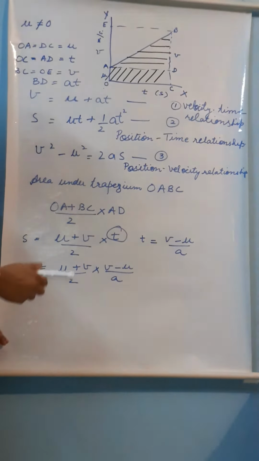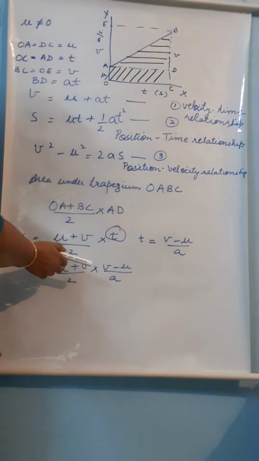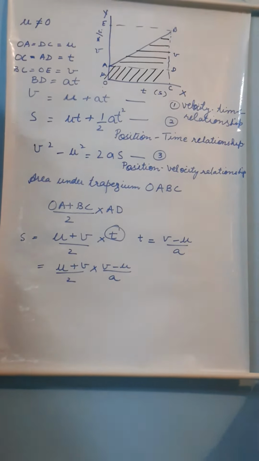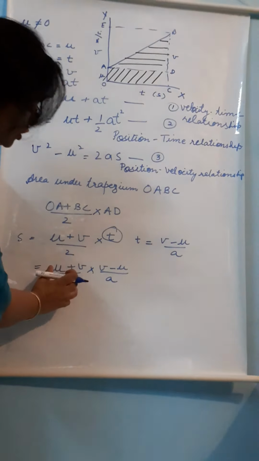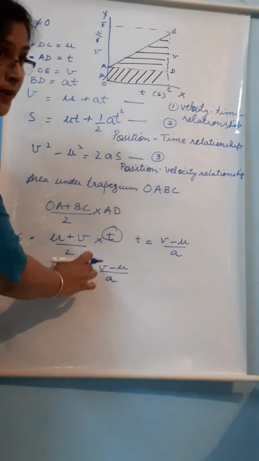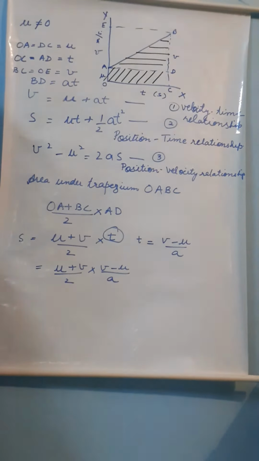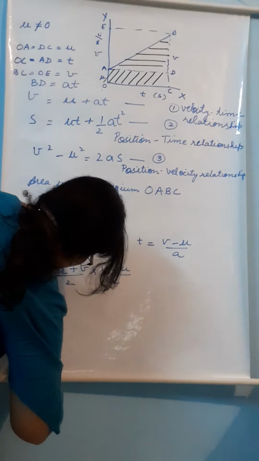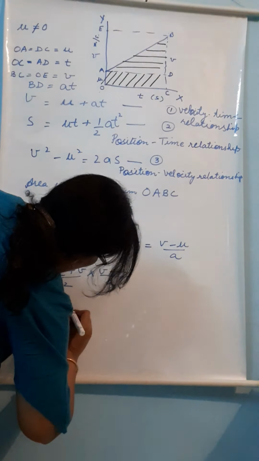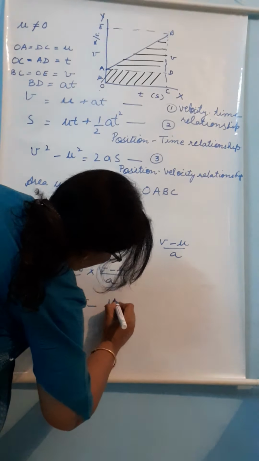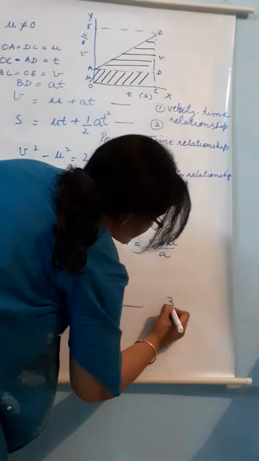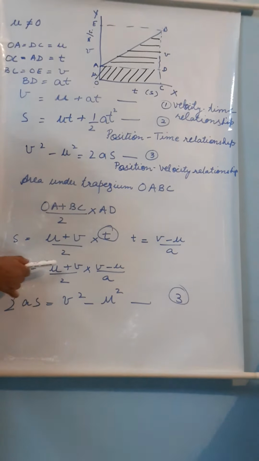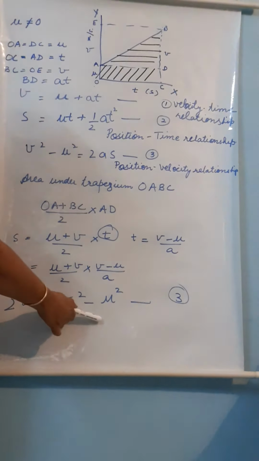Now we have learned this simple mathematical formula: A plus B into A minus B is equal to what? A square minus B square. So this will be what? V square minus U square. So we get here 2AS is equal to V square minus U square, the third equation of motion. 2AS is equal to V square minus U square.